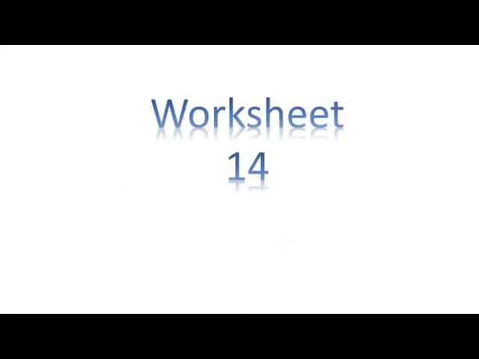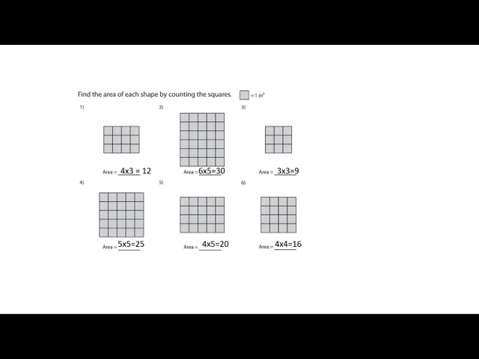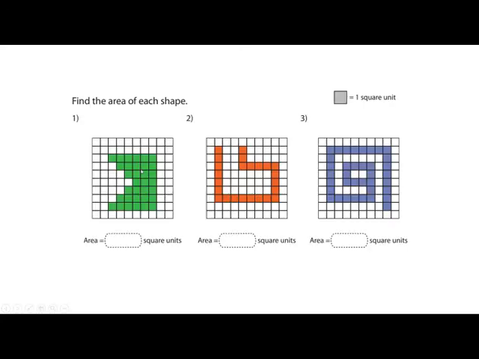Okay class, now you have to do worksheet number 14, in which you have to find the area by counting the squares. How many squares are there? 1, 2, 3 and 1, 2, 3, 4. You can simply multiply 4 by 3 to get 12, or you can count 1, 2, 3, 4, 5, 6, 7, 8, 9, 10, 11, 12. Find the area of each square. Simply count the shaded areas. How many shaded areas are there?